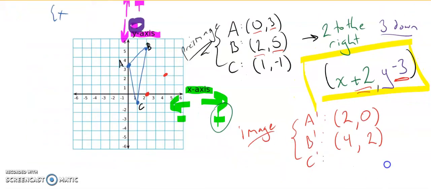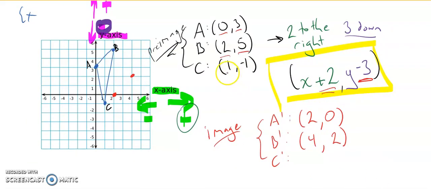Last one right over here. C started at 1, negative 1. 1 plus 2 is 3. And negative 1 minus 3 is negative 4. Let's check it out. 2 to the right. 1, 2, 3 down. And here is my image once I connect my dots: A prime, B prime, and C prime. So that's how we can translate and describe translations on a coordinate plane.